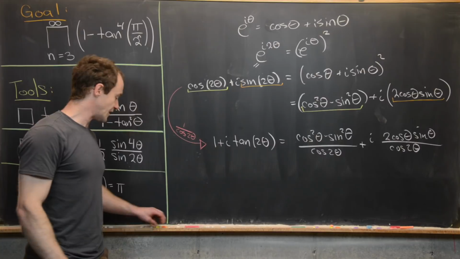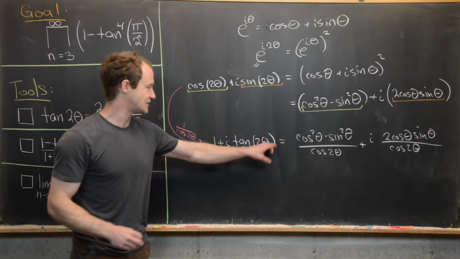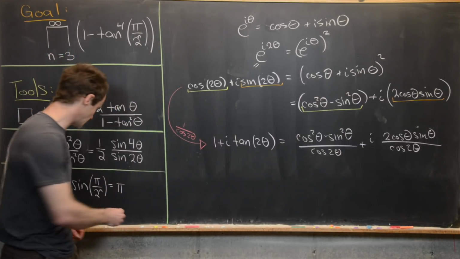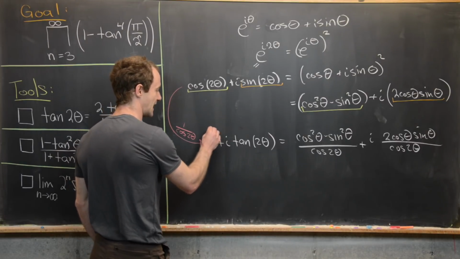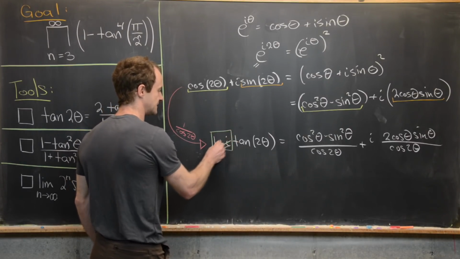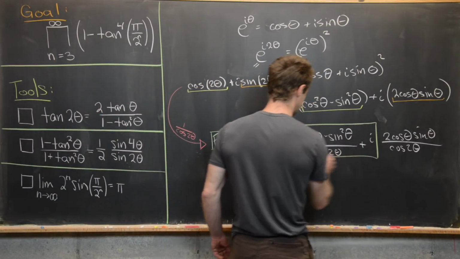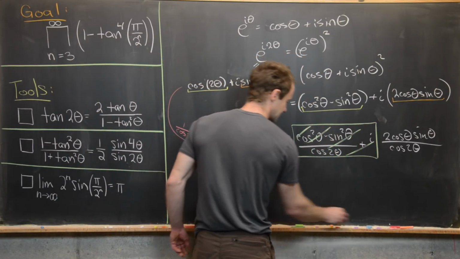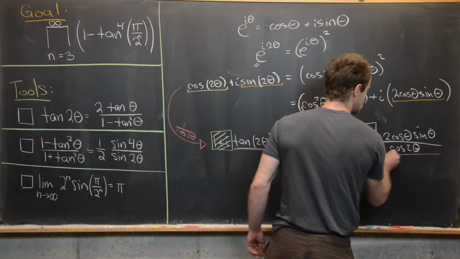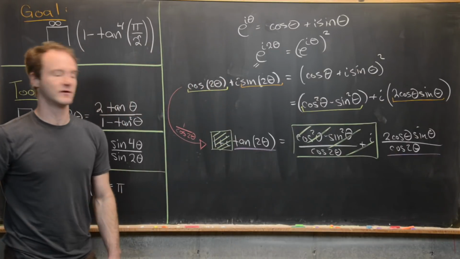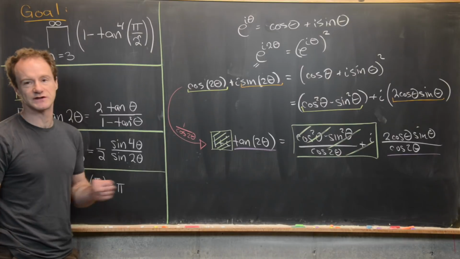And so now notice that we don't really care about the real part of this equation, given that the imaginary part of the left-hand side is exactly what we're looking for. In other words, it's tangent 2 theta. So that means we can just go ahead and get rid of the real part of the left-hand side and the real part of the right-hand side. And that gives us this nice equation, which is tangent 2 theta equals 2 cosine theta sine theta over cosine 2 theta.